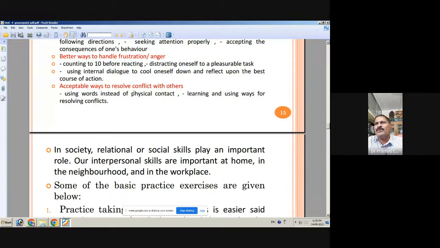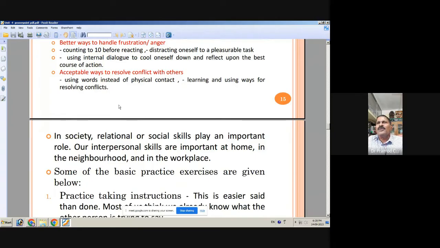Acceptable ways to resolve the conflict with others: using words instead of physical contact. Sometimes we use our hands and legs, we use our physical strength, but always try to use the words, not the physical strength. So try to learn ways of resolving conflict. How to avoid the conflict, you must learn.